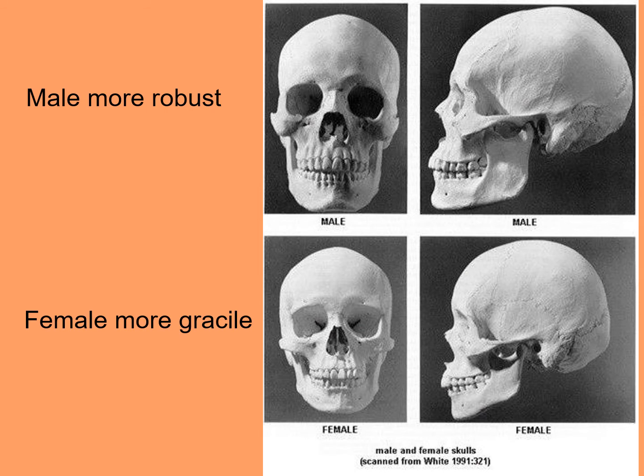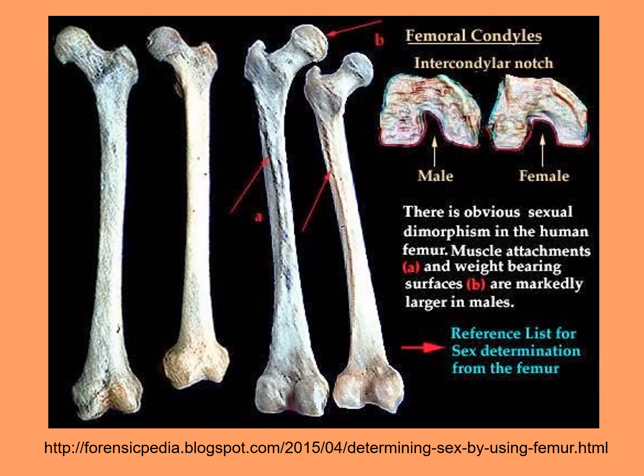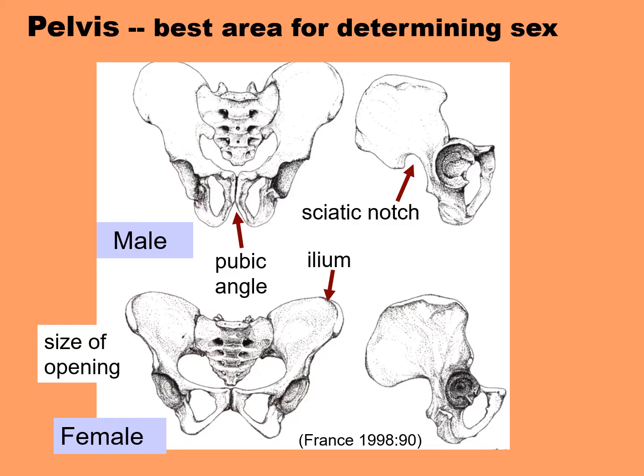Here we can compare the skull's front and side views. You can notice the larger muscle attachments on the male skull. In the femurs, the male femur on the left has heavier or larger muscle attachments. So the best area for determining sex is the pelvis. A number of different characteristics of the pelvis that I'll talk about include the size of the opening and the shape of the ilium or the wings, the pubic angle, and the sciatic notch angle.